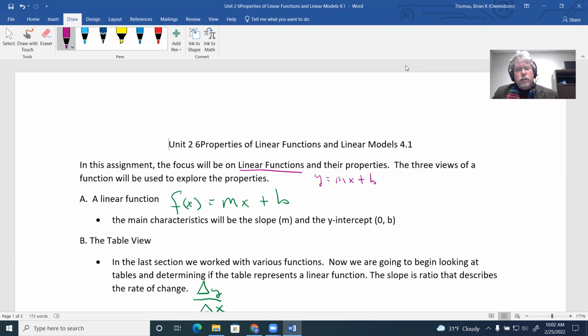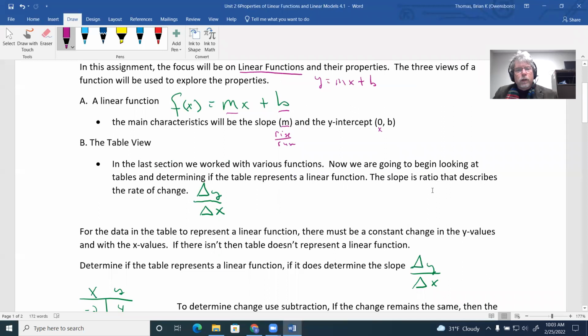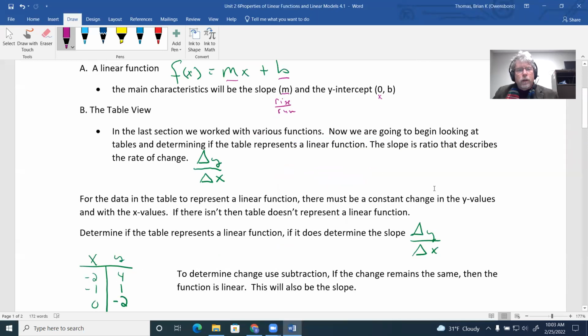And remember, the coefficient m represents what we describe as the slope. Remember, slope is that rise over run, the change in y over the change in x. And the y-intercept, this constant b, is the y-intercept. Remember, when x is 0, wherever the line crosses the y-axis would be called the y-intercept. As far as the table view, again, that's the big T, the T-chart.